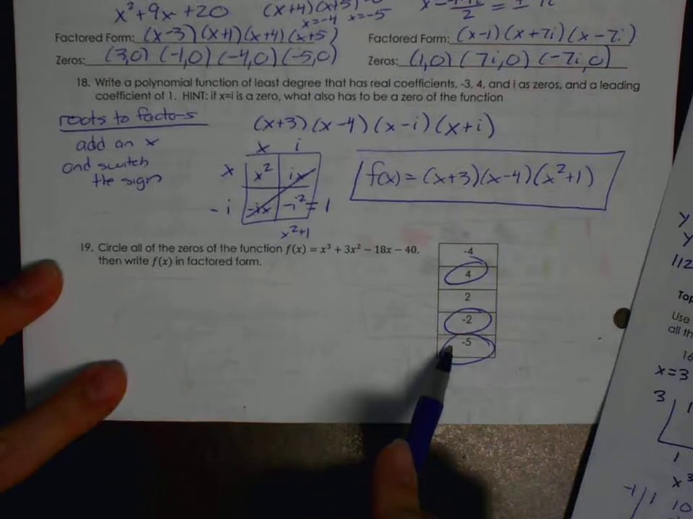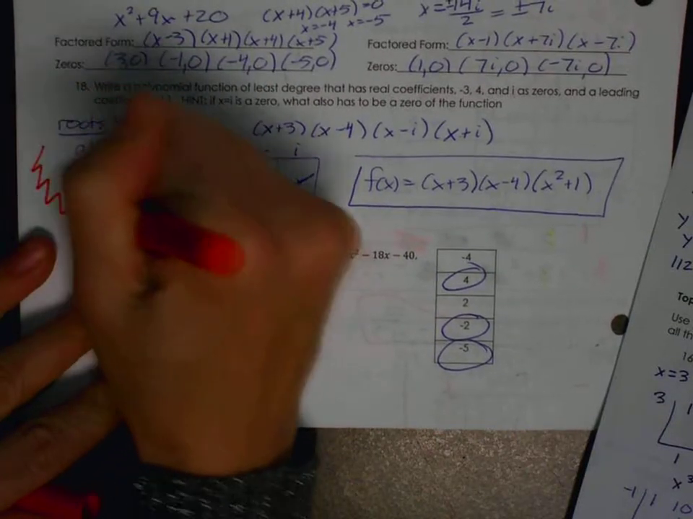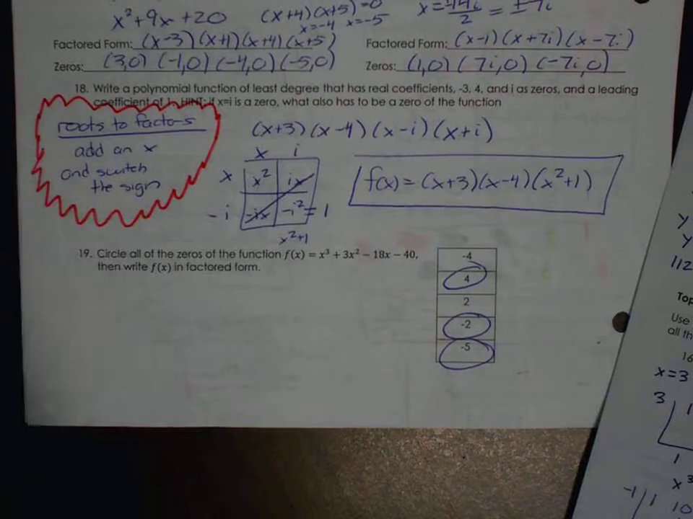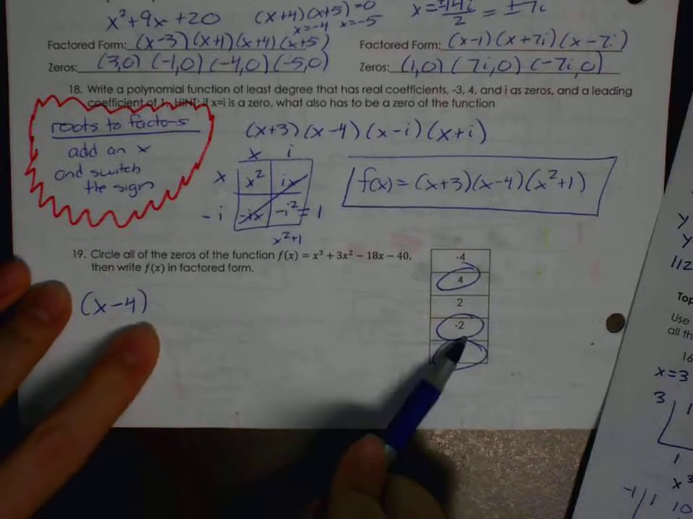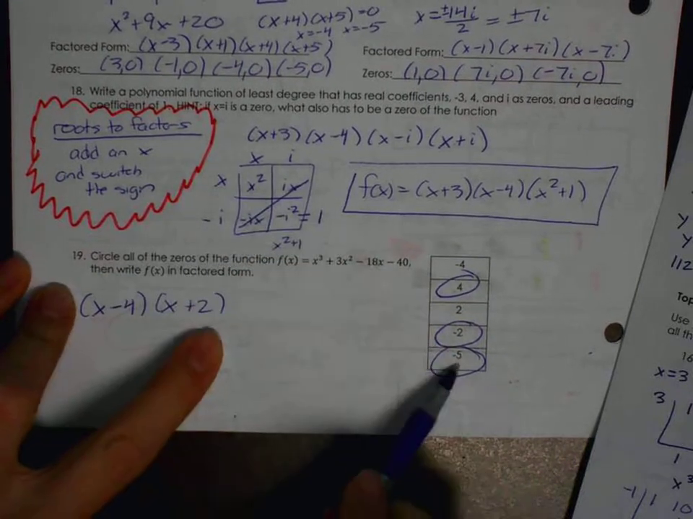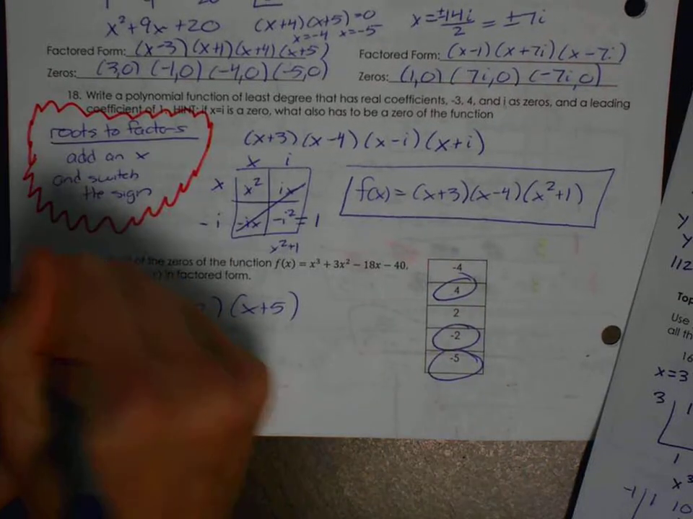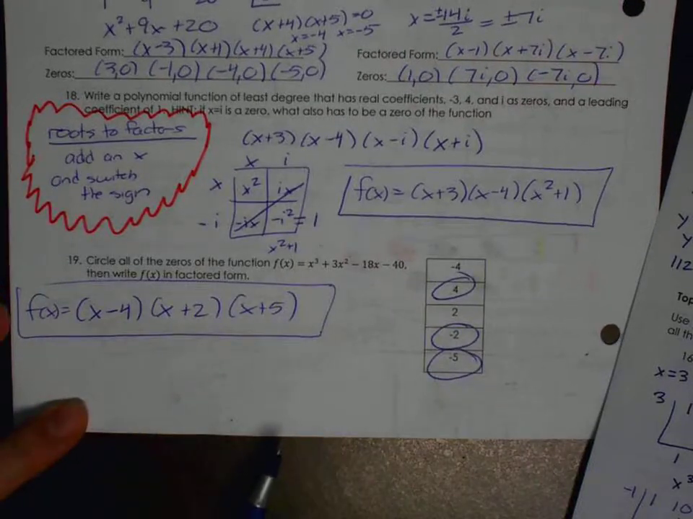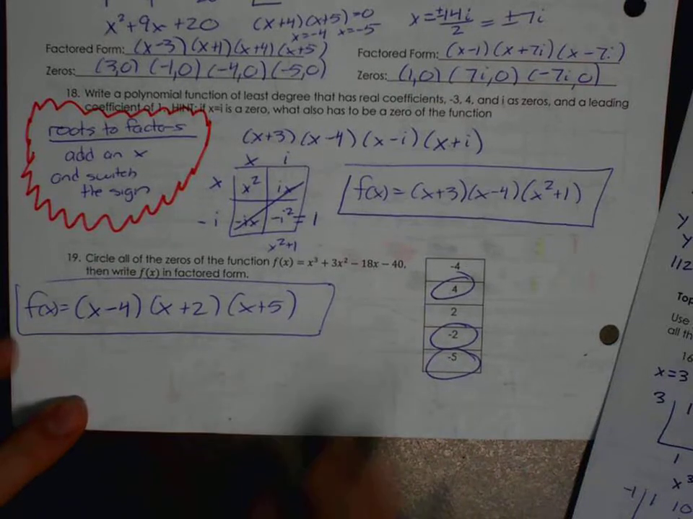To put it in factored form, we do this. You really have to know this. We add an x and we switch the sign. So add an x to 4 and switch the sign. Add an x for this negative 2 and switch the sign. Add an x and switch the sign. So there's my function in factored form. We found these from our calculator, and then we added an x and flipped the sign.